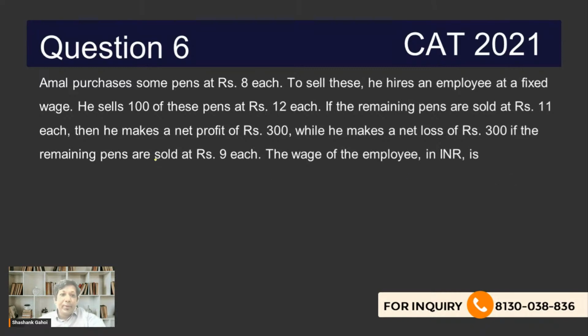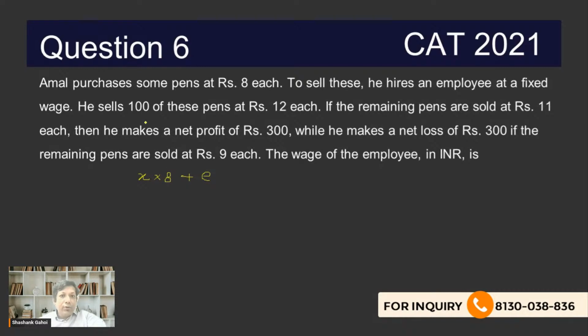Amal purchases some pens. How many pens? X pens. At how many rupees? 8 rupees. Okay. To sell these, he hires an employee at a fixed wage. So let's say his employee's cost is E. So this is his overall cost.